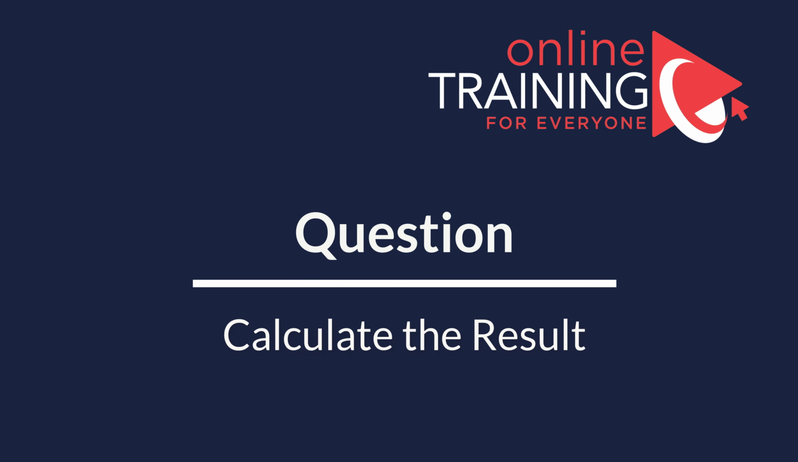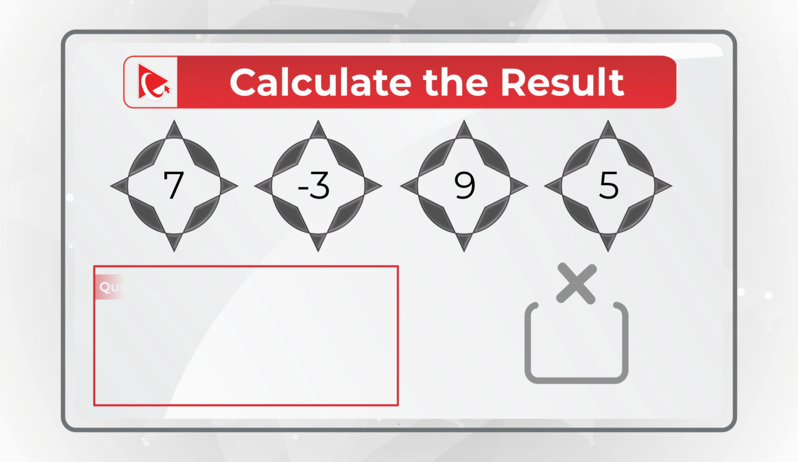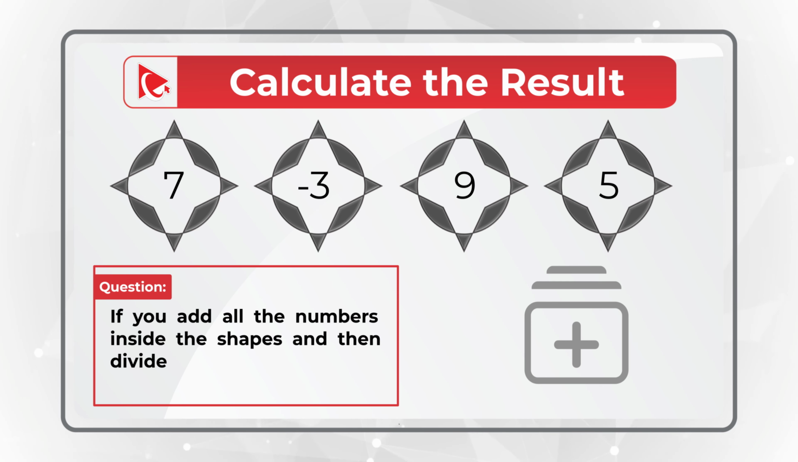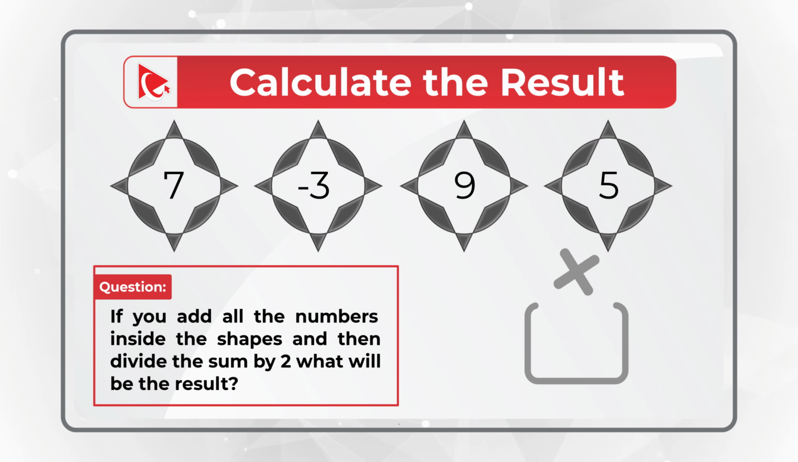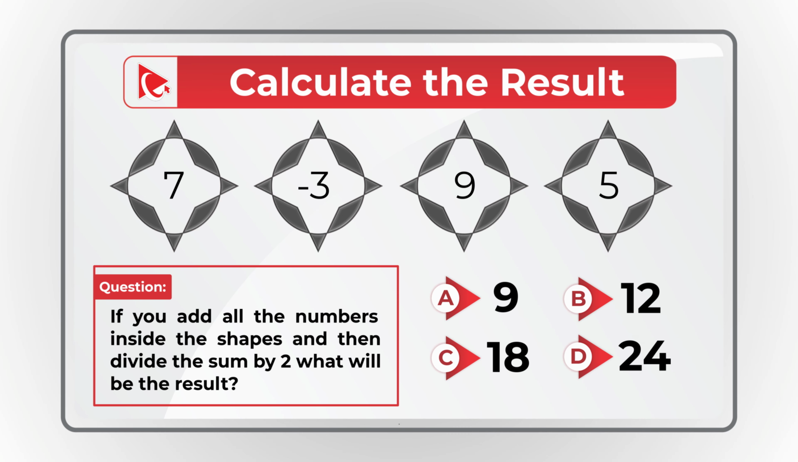Here's an amazing question to test your business math skills. You're presented with the set of numbers in the compass-like figure, and you need to add up all the numbers inside the shapes and then divide the sum by 2. You need to calculate what would be the result of this calculation, and you have 4 different choices. Choice A, 9, choice B, 12, choice C, 18, and choice D, 24. Do you see the answer?